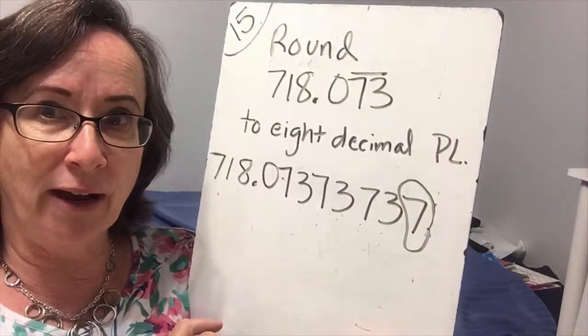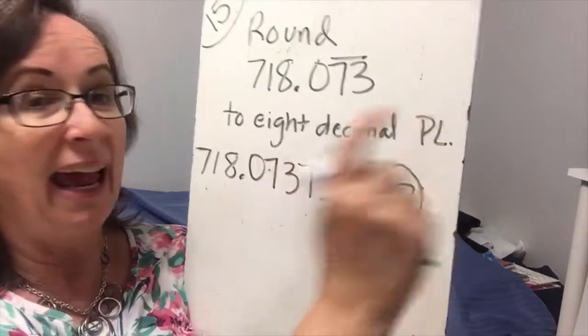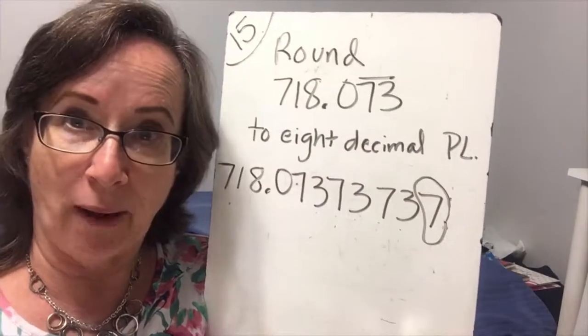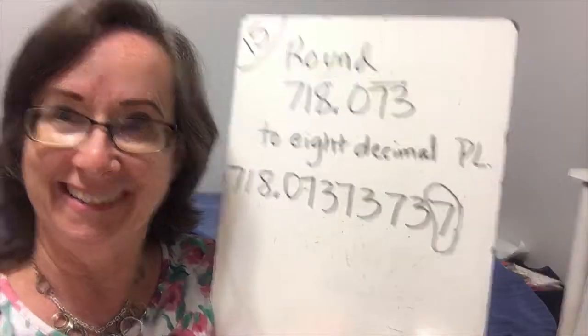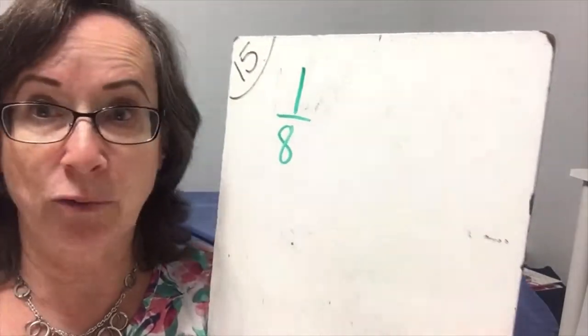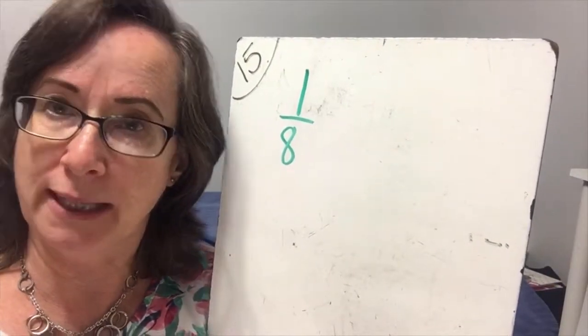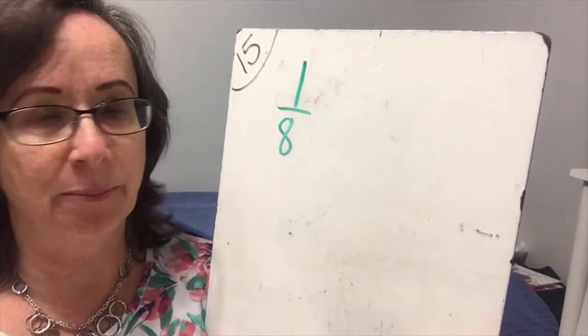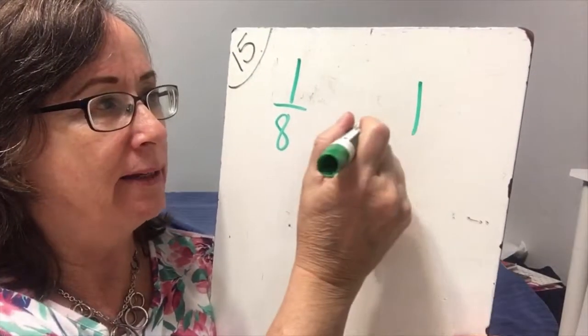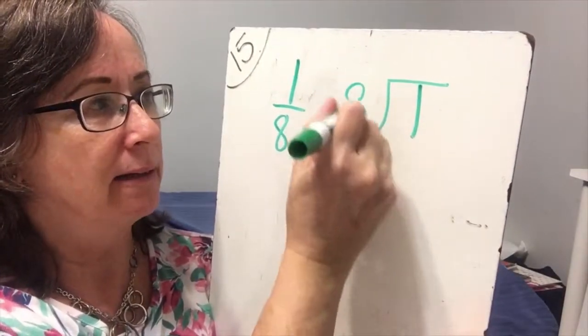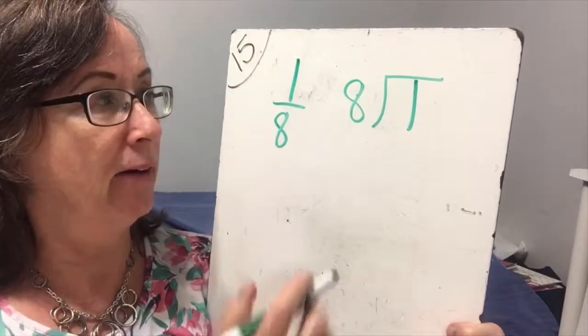718.073733737. I've rounded to the nearest 8th decimal place. Wow, it's a long number. Now, how do I just go about turning 1/8 into a decimal? Well, I start by division. 1 divided by 8. And I just carry it out.